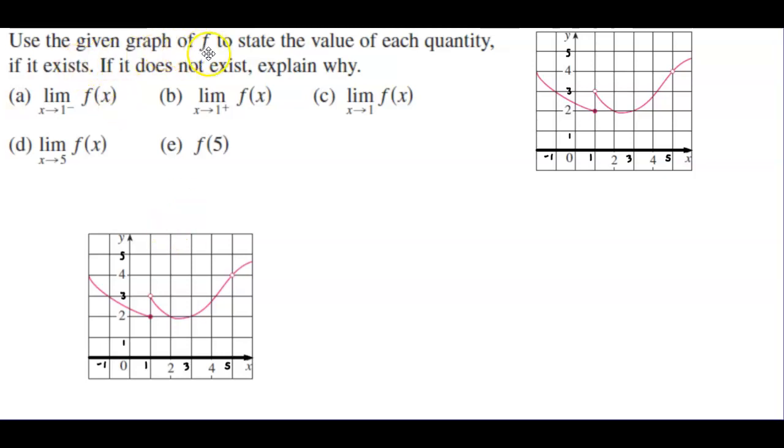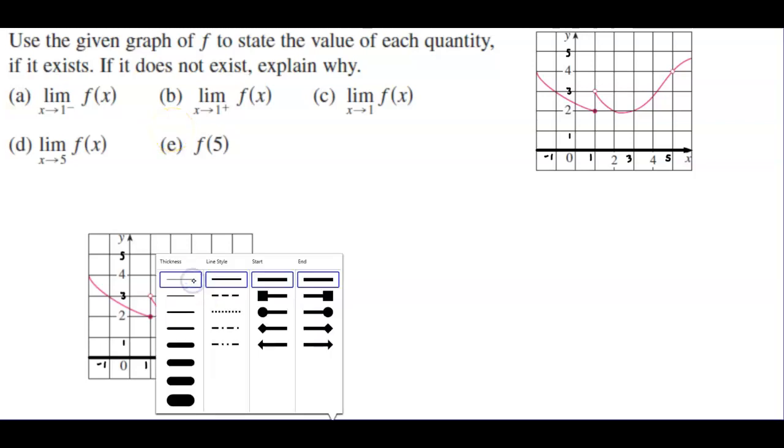Use the given graph of f to state the value of each quantity if it exists. If it does not exist, then explain why. For part A, we want to find the limit as x approaches 1 from the left of f of x.